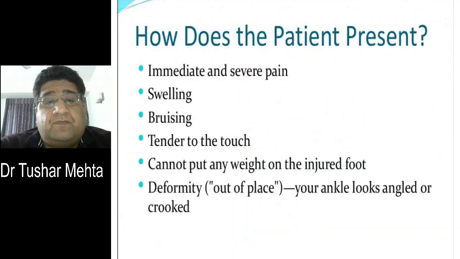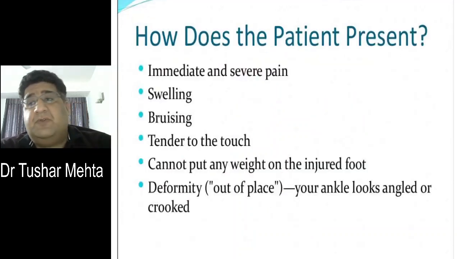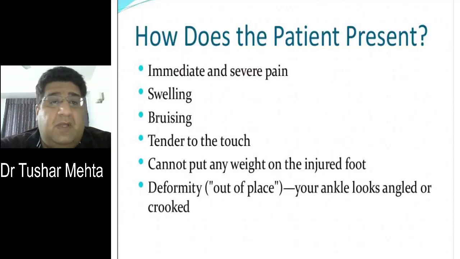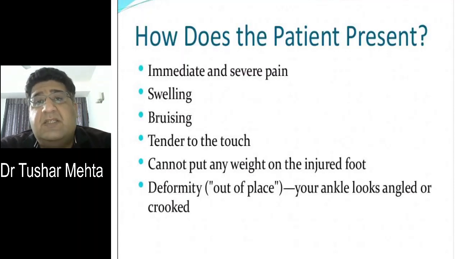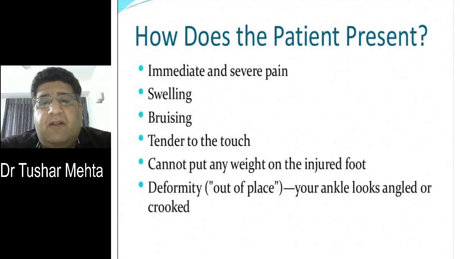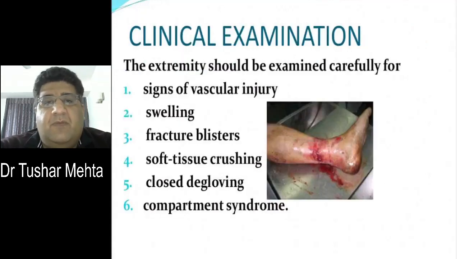Now, how does the patient present? First thing is pain, immediate severe pain, and extensive swelling. Since the area is more or less subcutaneous, you will see a lot of bruising. It will be tender on palpation. When you ask the person to put weight on that extremity, he will say he is not able to do that. And definitely your ankle, when you see it clinically, will look angled or crooked; some sort of deformity will be evident.